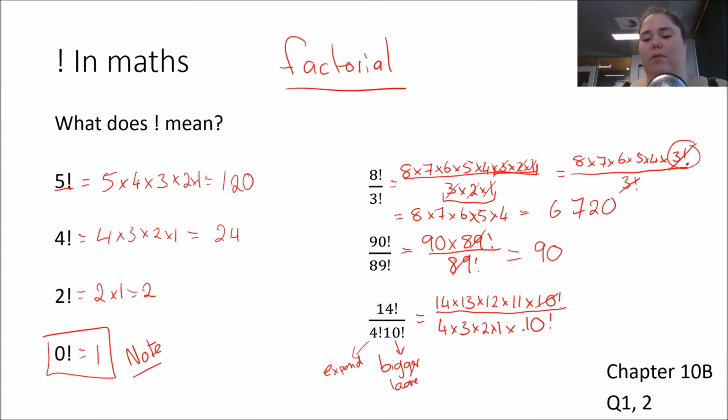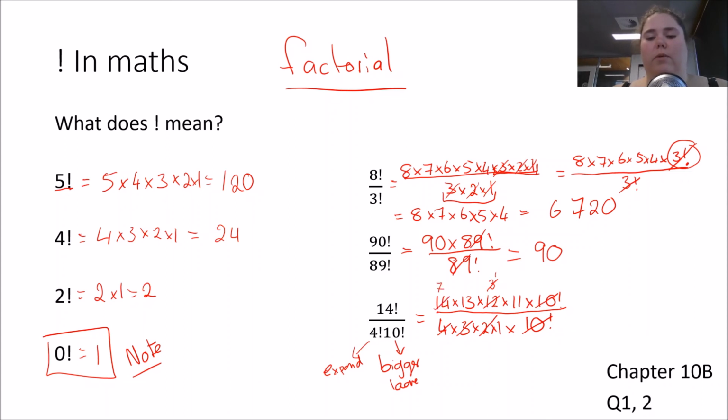So the 10 factorials cancel. I know 4 can cancel with 12, which leaves me 3. 3 cancels with 3, so that's now gone. Remember, these are technically 1s, okay? It's not gone, it's not a 0, it's technically a 1. 2 cancels with 14, that leaves 7.